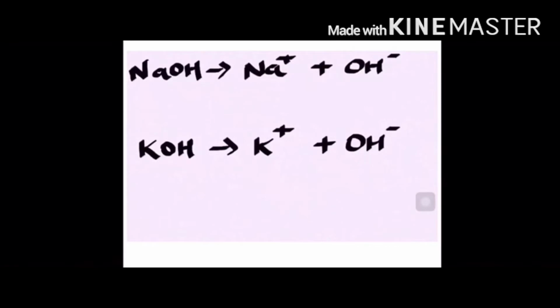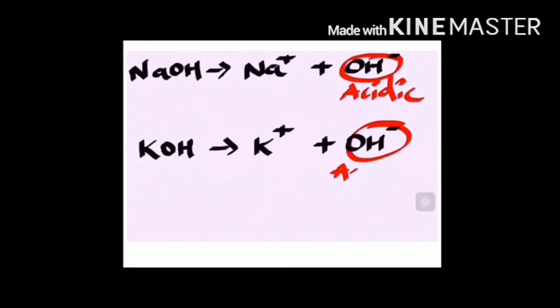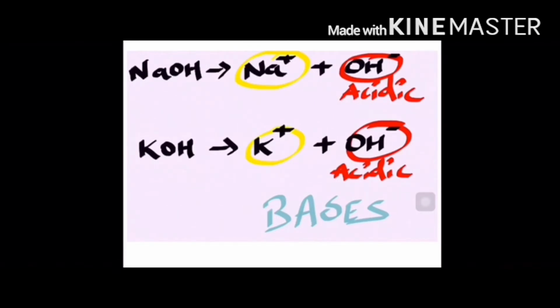So you see the common thing right here is the OH minus radical. So we get OH minus radical again. These radicals, OH minus, are acidic. So, in short, the compounds that have acidic radical are called bases. Okay, so now if the acidic one is fixed, the remaining one will be basic. So Na plus and K plus become the basic radical.